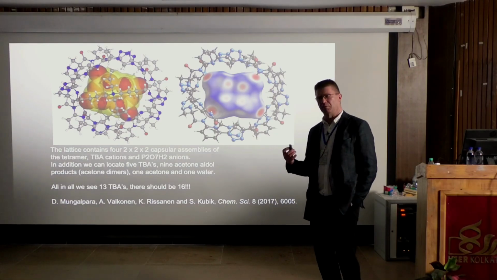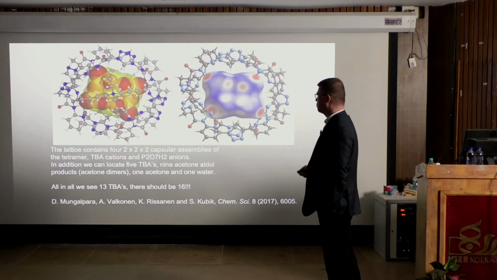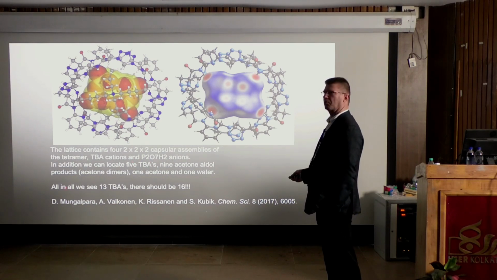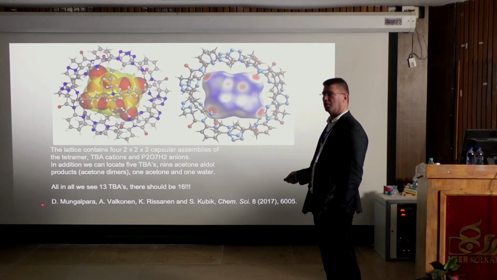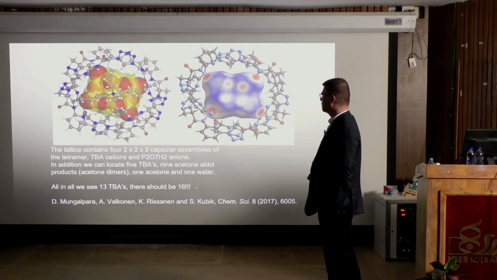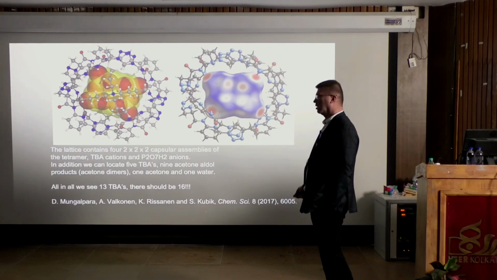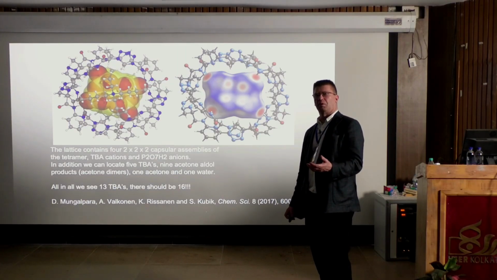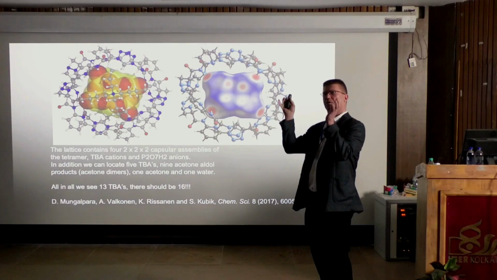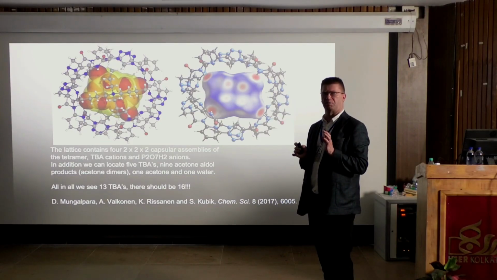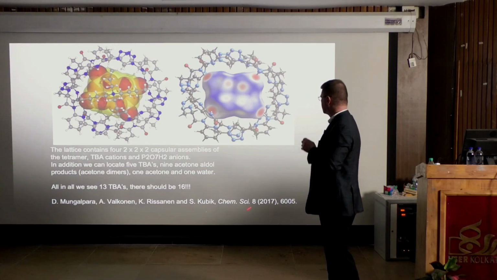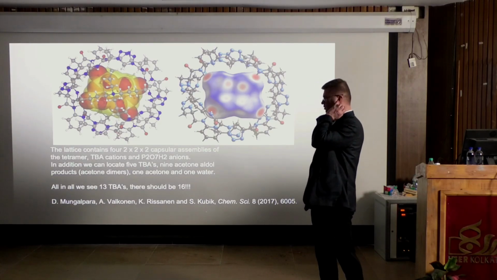Because even with that data quality, we couldn't locate 5 TPAs, aldol products, because there were also acetone and dimerized acetone in there, we saw that, and 1 acetone and 1 water. So we see 13 TPAs, because there should be 16. So even the structure was lacking atoms. We couldn't find them. They were floating somewhere there, so badly visible we couldn't locate them. But we saw all the important things. And this idea was published in Chemical Science about 7 years ago.